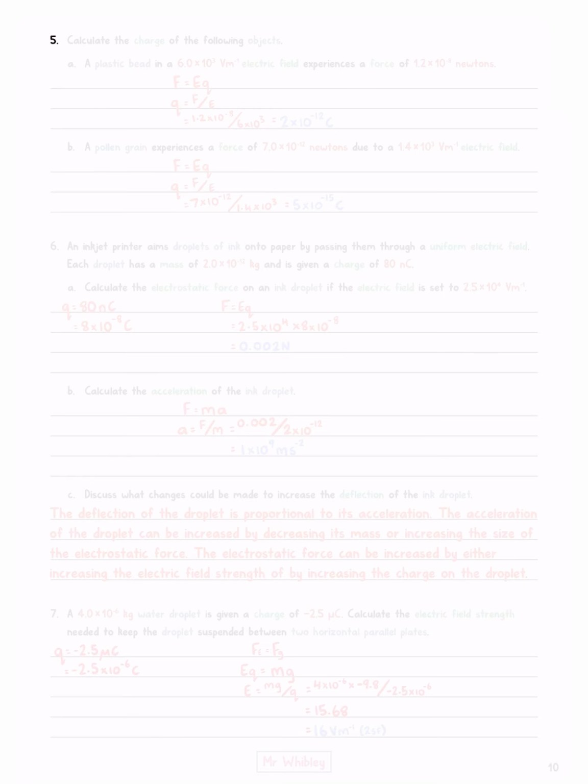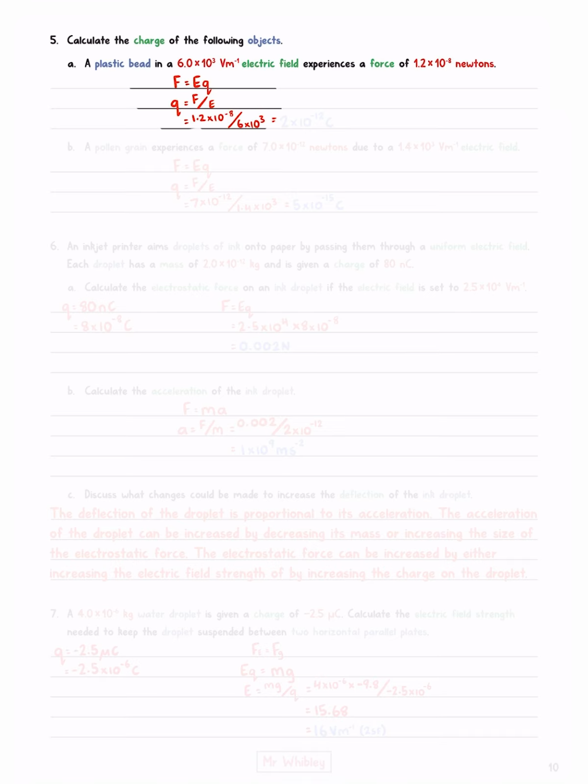Question 5. Calculate the charge of the following objects. A plastic bead in a 6 times 10 to the 3 volts per meter electric field experiences a force of 1.2 times 10 to the minus 8 newtons. Knowing our force equation, we can solve this for charge by dividing both sides by the electric field. Putting in our force and our electric field gives us 2 times 10 to the minus 12 coulombs.